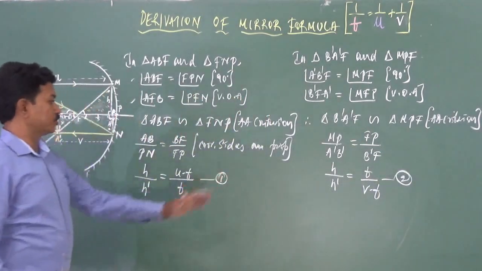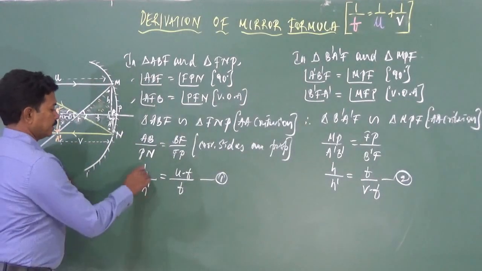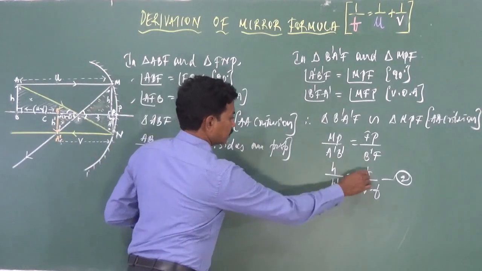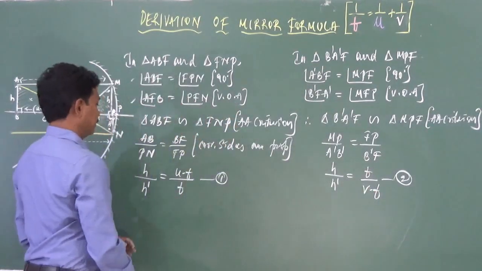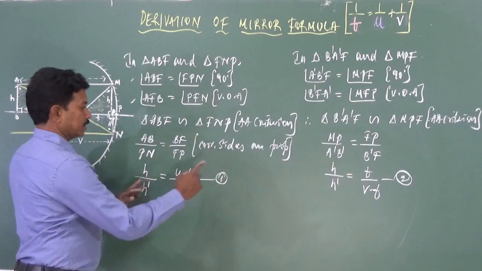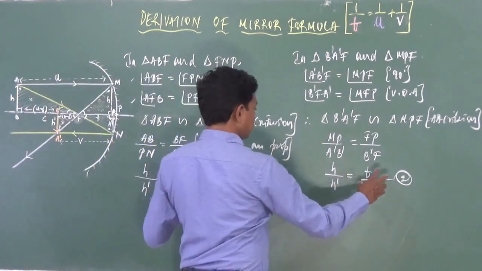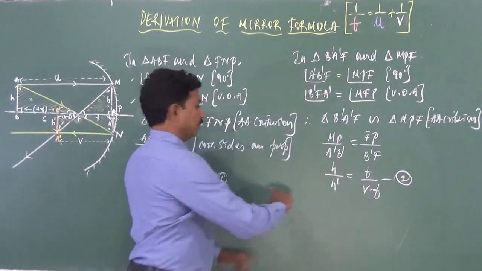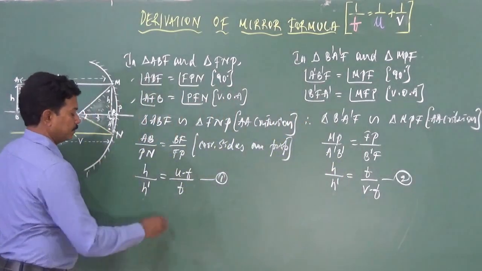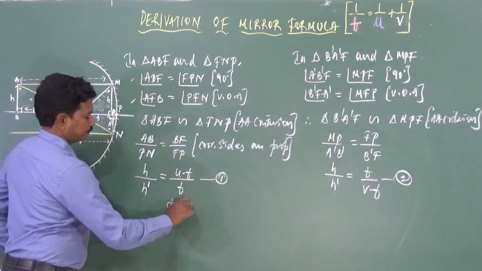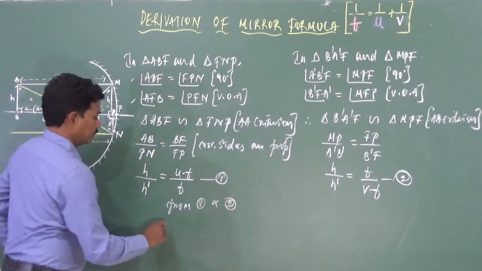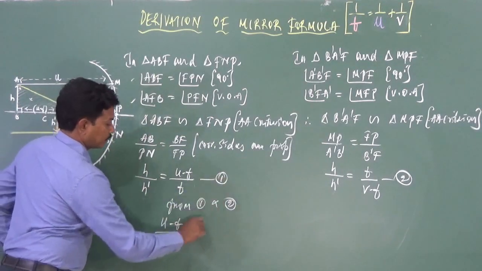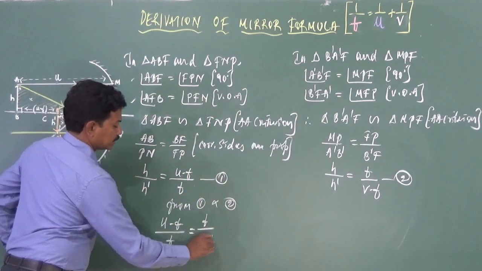So when you compare these two equations, we have got H by H dash is equal to U minus F by F, and the same H by H dash is equal to F by V minus F. So here two things are equal to the same thing. Both are equal to the same thing, so therefore they should be equal to one another. That's an axiom. So from 1 and 2, U minus F by F is equal to F by V minus F.